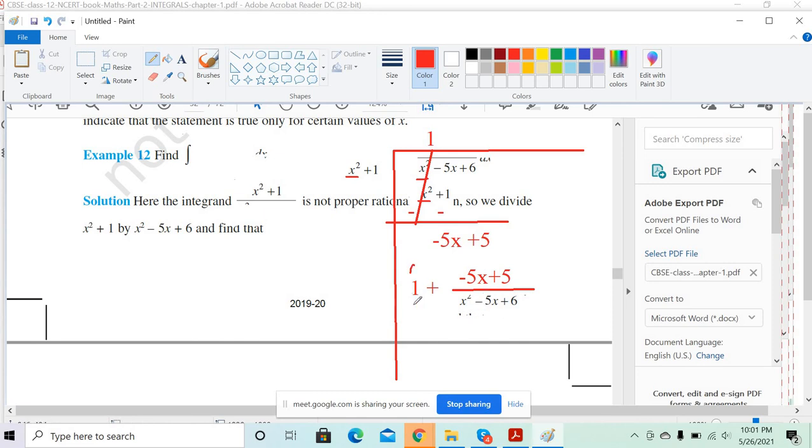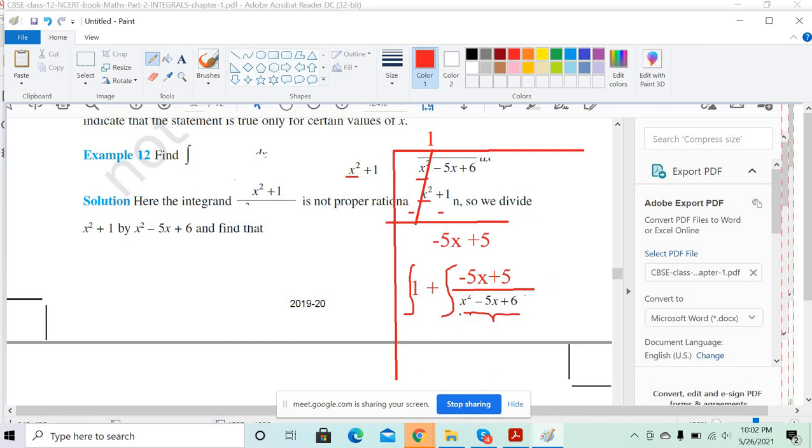So this integration you can do easily, and this is a separate integration, right? This x square minus 5x plus 6 you can actually solve as a quadratic equation. So it will become x square minus 5x plus 6. What will it become? x square minus 2x minus 3x. So x minus 2 into x minus 3, correct?